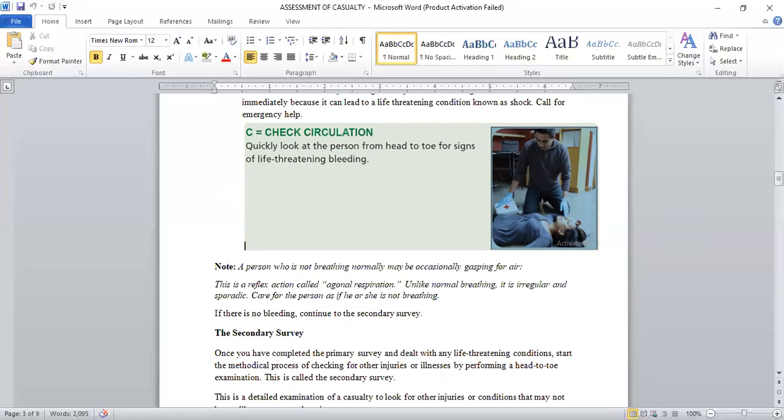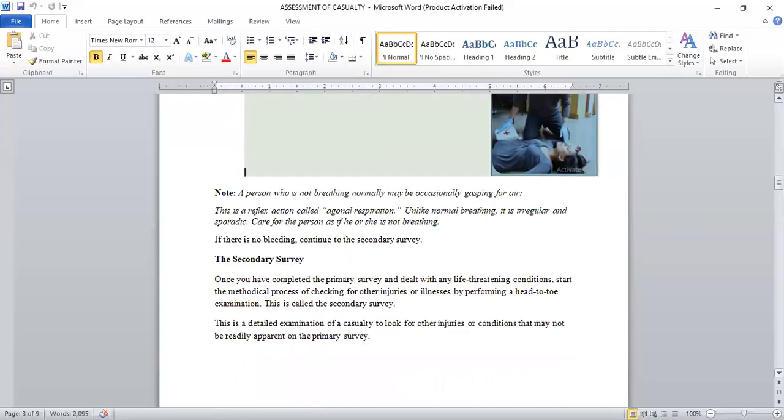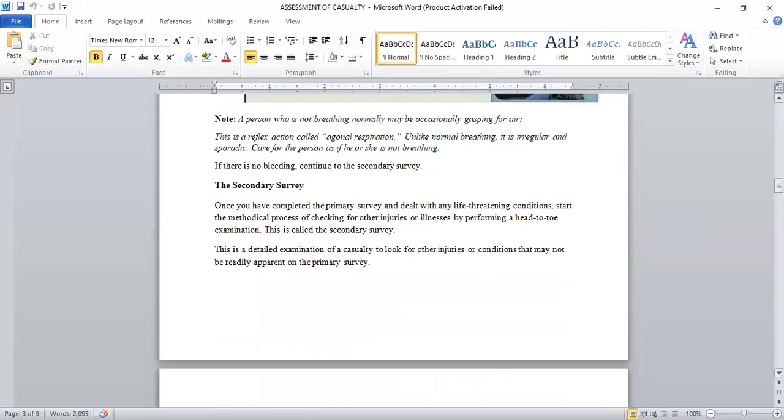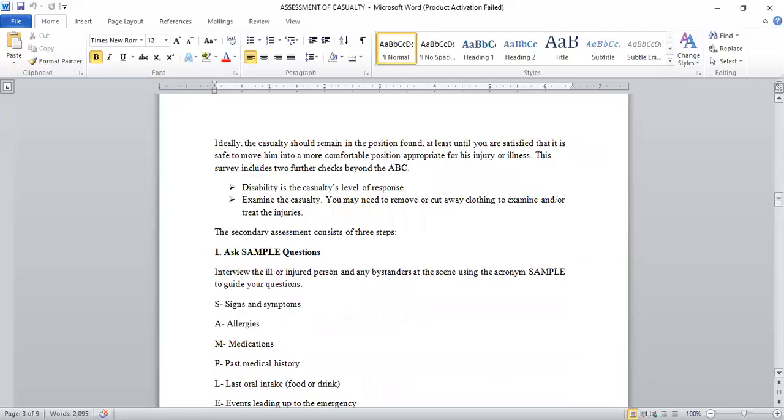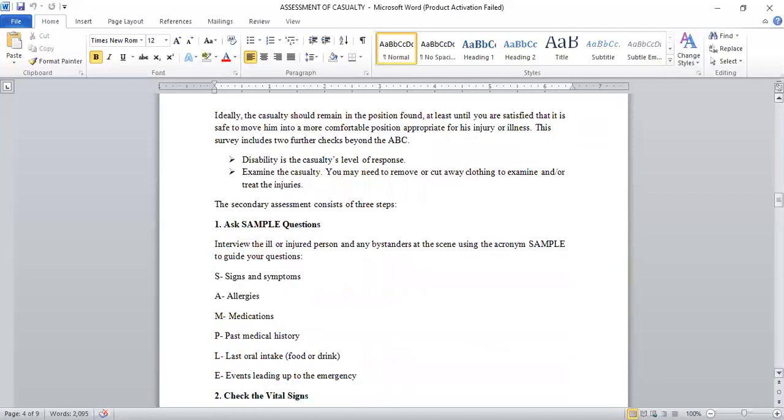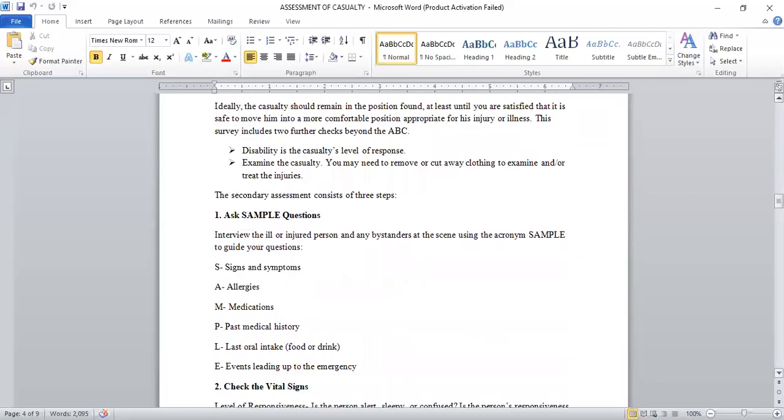Now, on the secondary assessment, there is this word SAMPLE. This term SAMPLE can help you remember almost all the steps of the secondary assessment. What are you supposed to do? So remember, this is the advanced stage. After you're through with the ABC, A for airways, B for breathing, C for circulation, you progress to these steps.